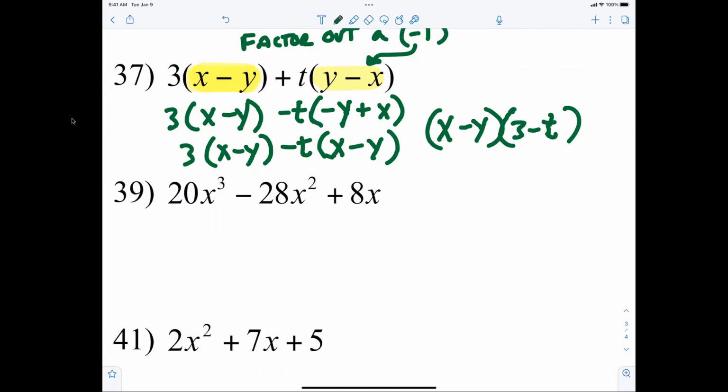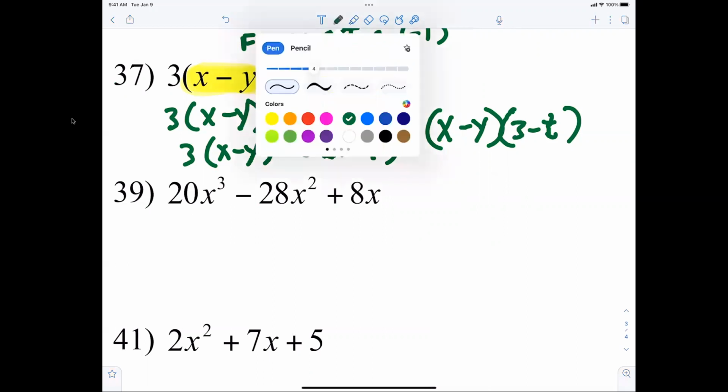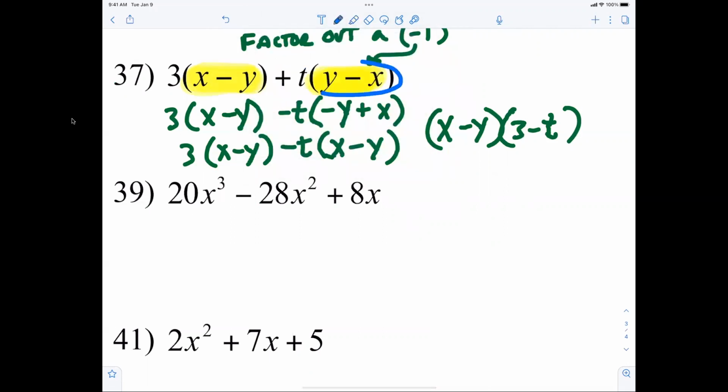All right, again, it was off by a negative. Since you stepped out of the room, you didn't see it. This is y minus x and one's x minus y. So I factored out a -1 from here. This positive became a negative, and then the signs changed. You hear me? All right, number 39.